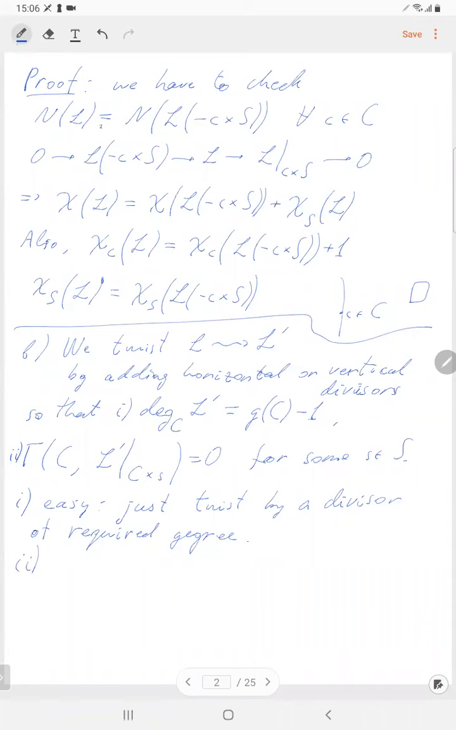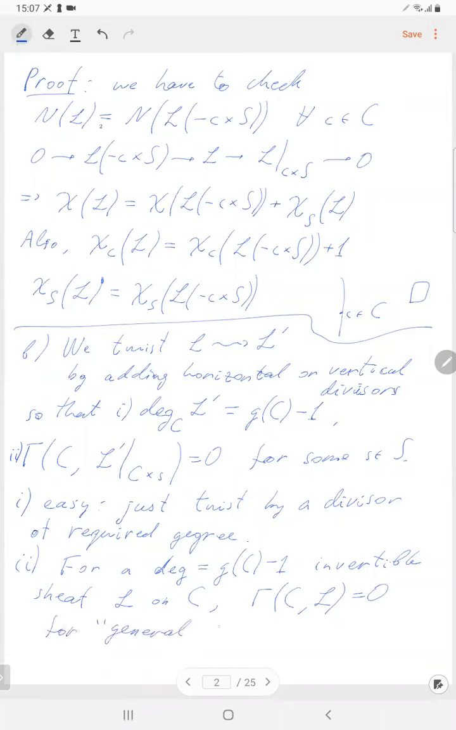What I need is that for degree equals g of C minus 1, for an invertible sheaf L on C, the global sections with coefficients in this sheaf are 0 for, so to say, general L. And well, we know that all those L run through the Picard variety of degree g of C minus 1.